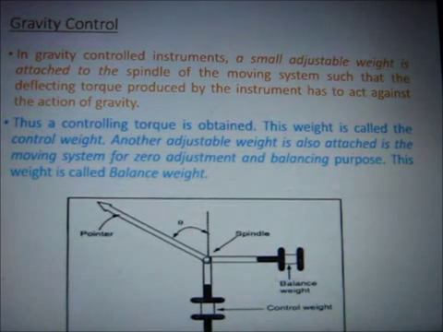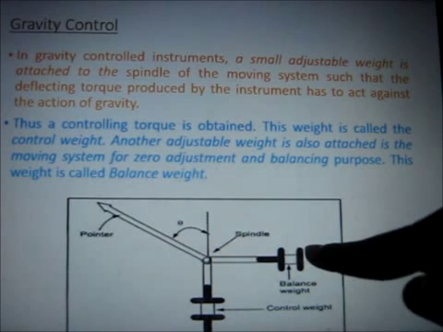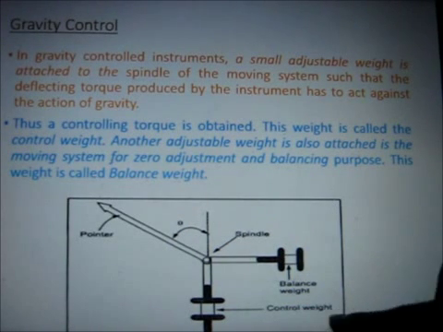The controlling weight is attached below. Another adjustable weight is also attached in the moving system for zero adjustment and balancing purposes. This is known as the balance weight. As you can see in this picture, this is the balance weight and here is the controlling weight.